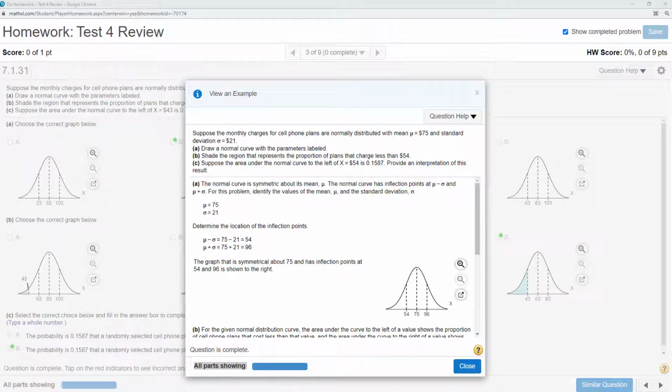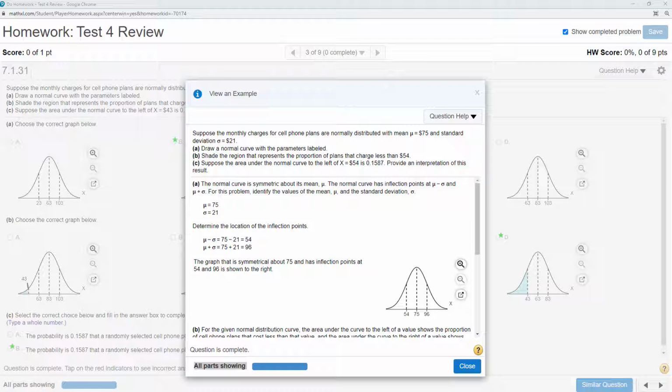Suppose the monthly charges for cell phone plans are normally distributed with the mean mu equal to 75 and a standard deviation of $21. Draw a normal curve with the parameters listed.